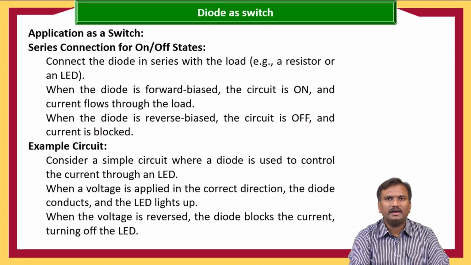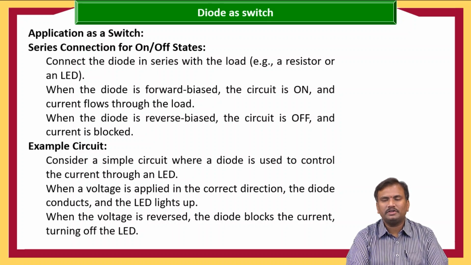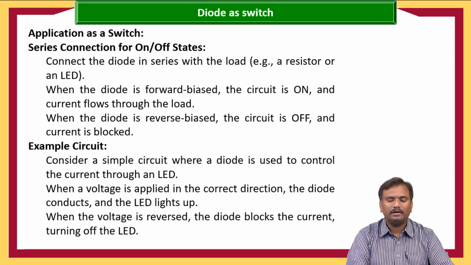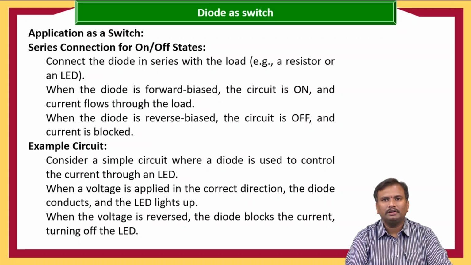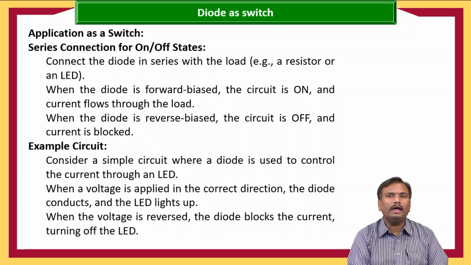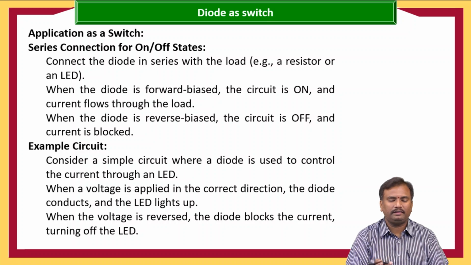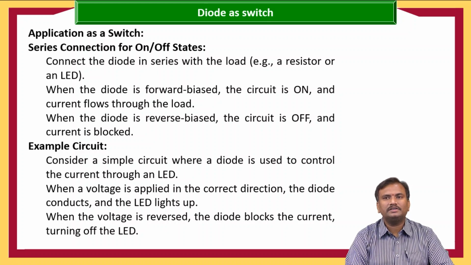Now let us take an example. Consider a simple circuit where a diode is used to control the current through an LED. When a voltage is applied in the correct direction, the diode conducts and the LED lights up. Here the load we are going to use is the LED light. When the voltage is reversed, the diode blocks the current which will turn off the LED.